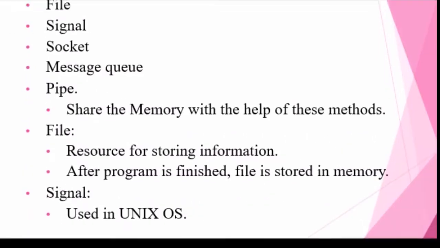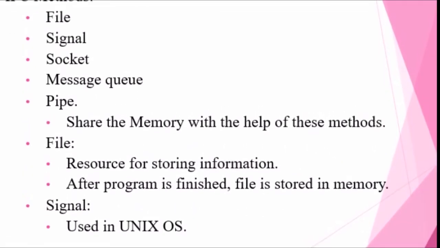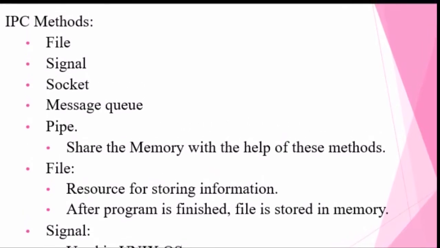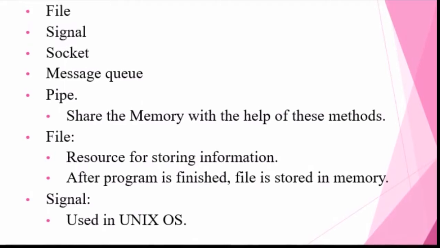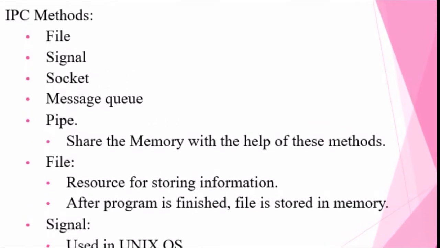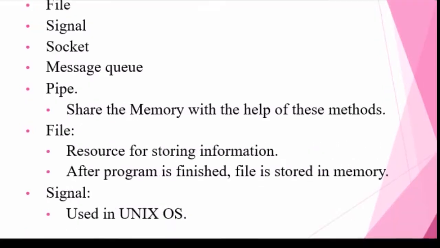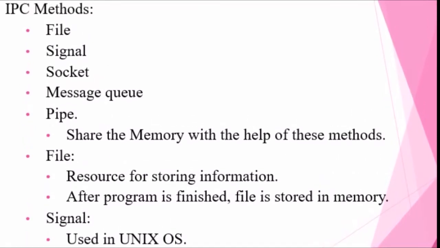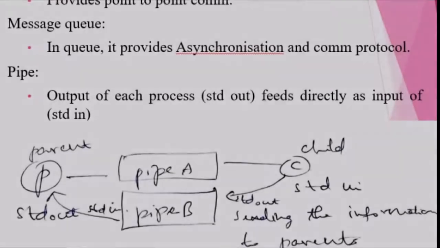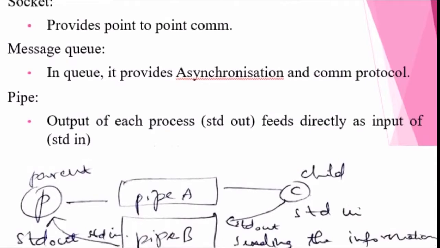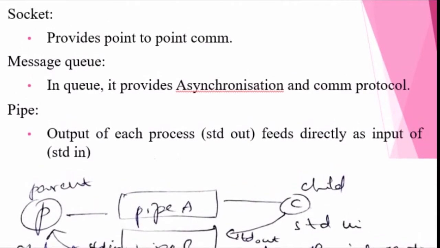The second method is signal, used in the Unix operating system. Suppose the CPU is performing some operation, and at that time an interrupt occurs. This inter-process communication gives some information that is passed, so it passes this signal immediately or suddenly to the processor. The third method is socket. It provides point-to-point communication, that is a two-way communication between these two processes.